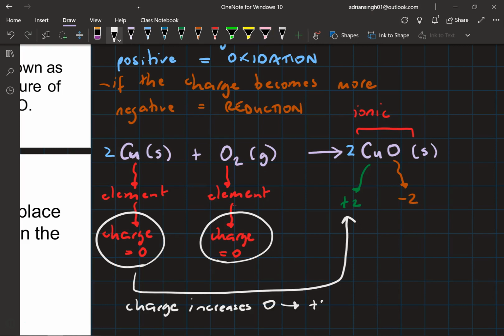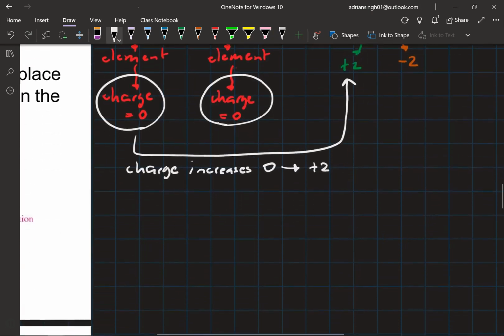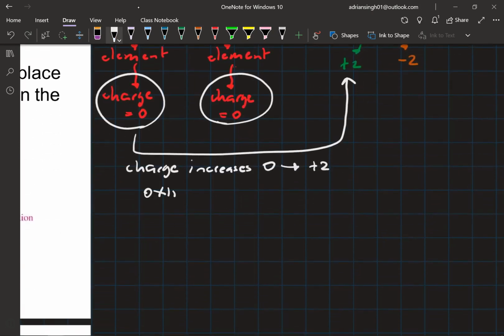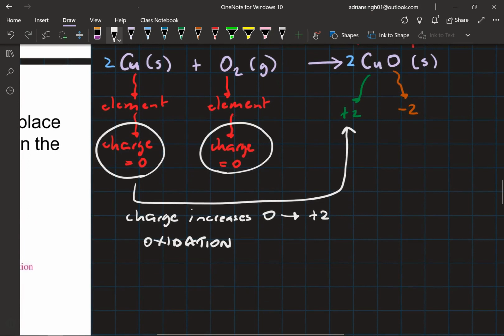0 to +2, it becomes more positive. So then we can say that would be oxidation. Okay, and once you figure that out, well then by default, the other thing in this reaction, which is the oxygen, has to be reduced. And we can confirm that because the charge goes from 0 to -2. So the charge decreases.